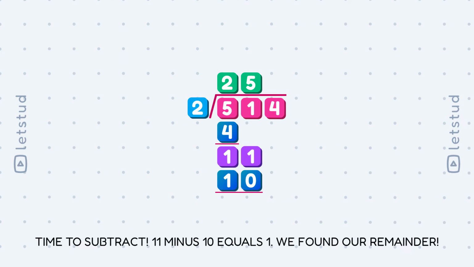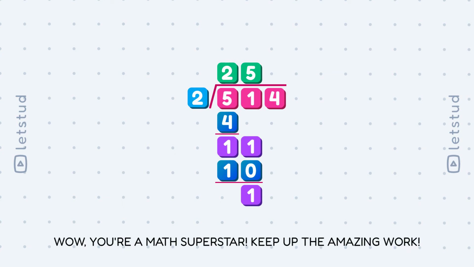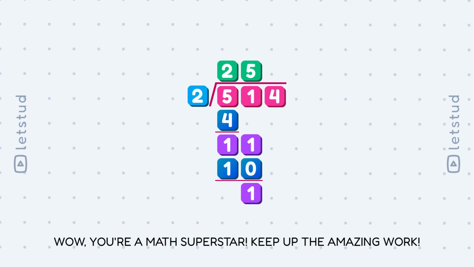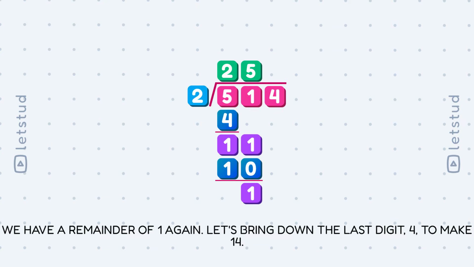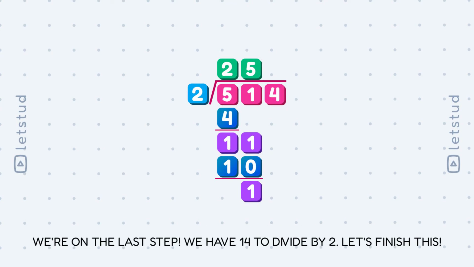We found our remainder. Wow, you're a math superstar. Keep up the amazing work. We have a remainder of 1 again. Let's bring down the last digit 4 to make 14. We're on the last step. We have 14 to divide by 2.